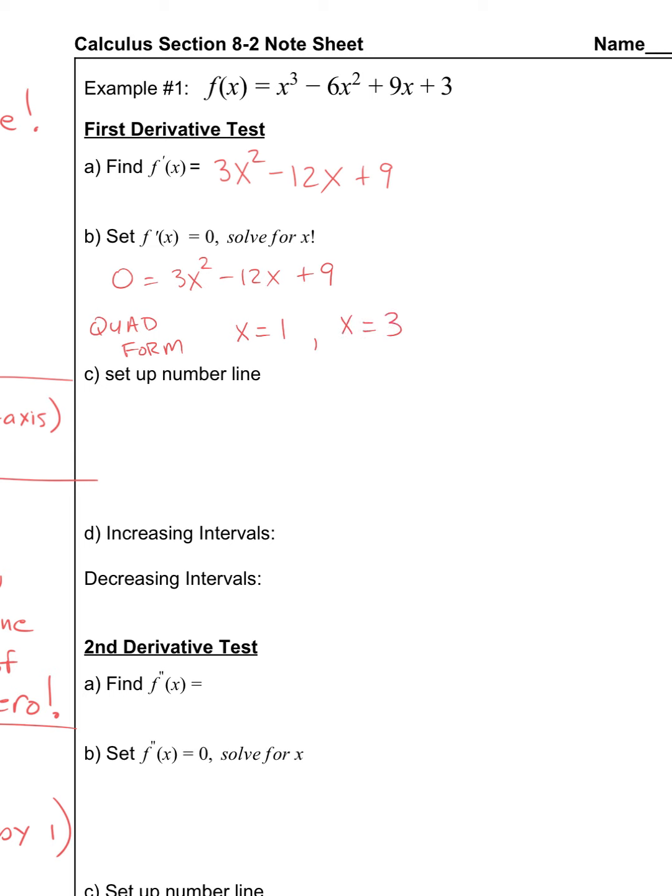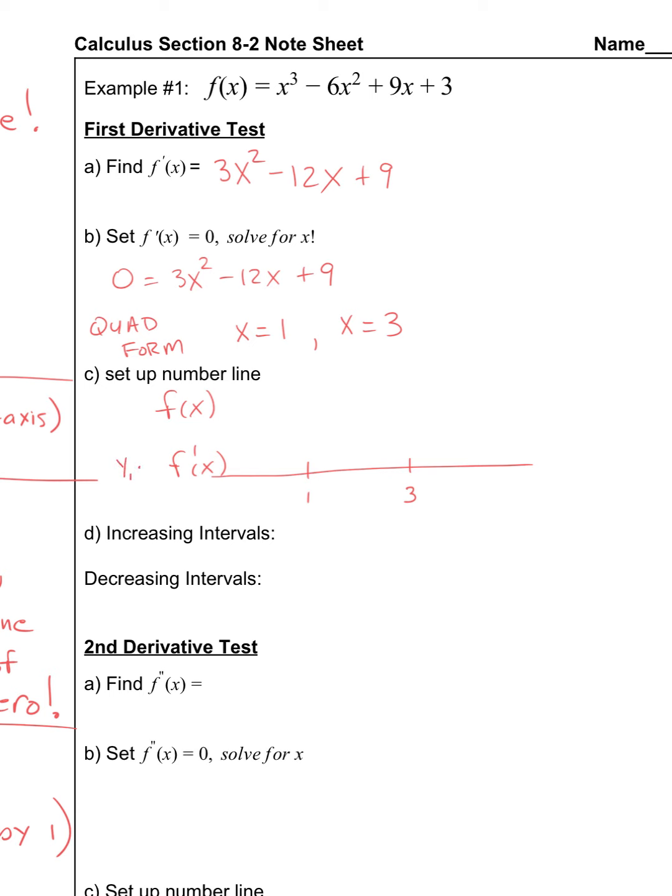So if you remember, now we set up a number line, okay? And we put those x-intercepts on a number line. And then we use the derivative, label the bottom line as the derivative. We're going to use the derivative to tell us about the original function. So label your number lines. The bottom row will be the derivative. The top row will be the function. So this is the first derivative test.